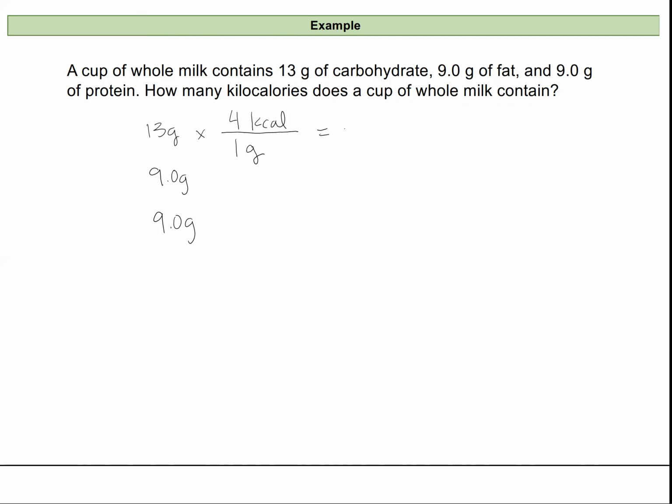And if I calculate this by plugging it into my calculator, it'll be 13 times 4. I'll get the energy contribution from just the carbohydrate right here. So it'll be 52 kilocalories. Here, let's do this. Carbs, fat, and protein.